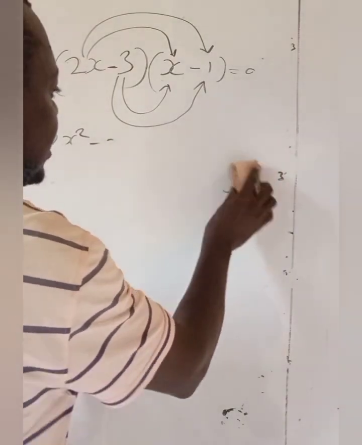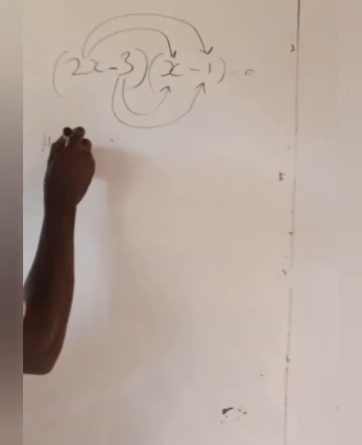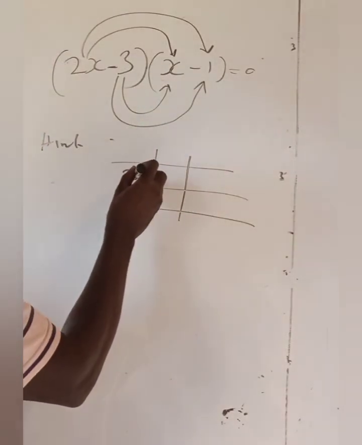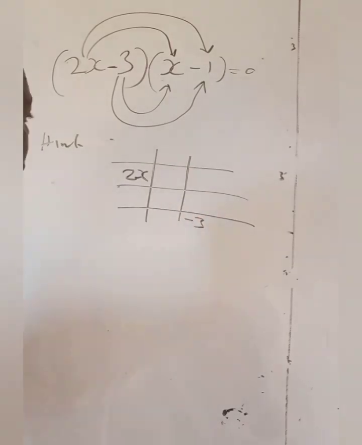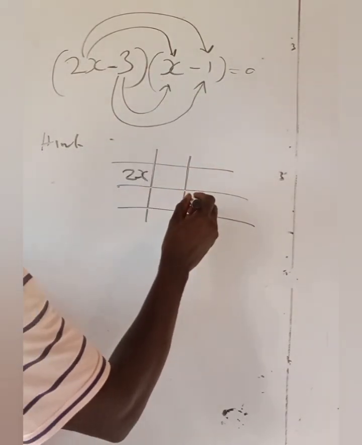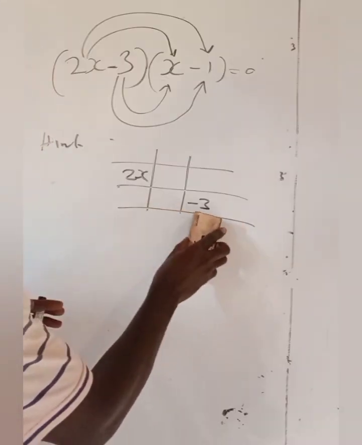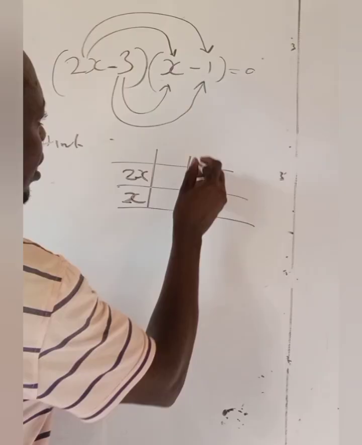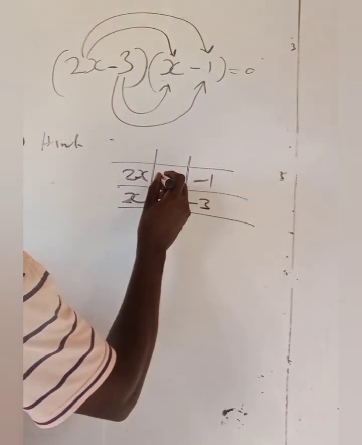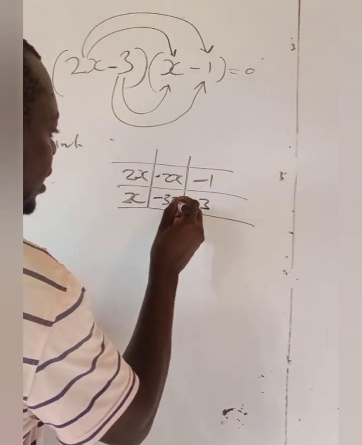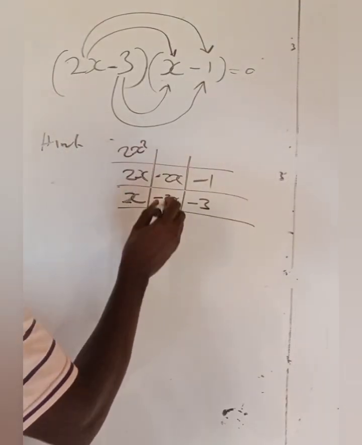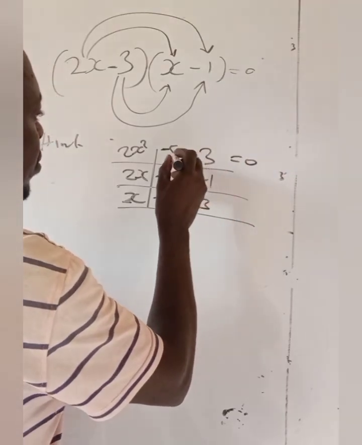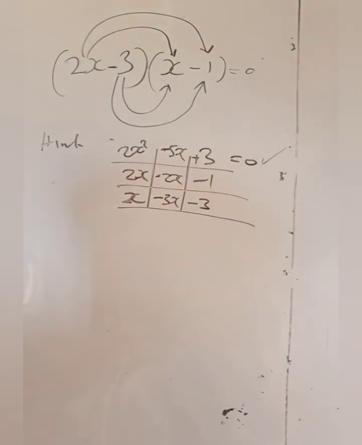Now, here is a hint in expanding. We can draw a 2 by 2 table, and then we put this value 2x here, draw a diagonal, and put negative 3 here. Now, x here, and then cross the diagonal and put -1 here. So multiply this by this, you get -2x. This by this, you get -3x. Now, multiply this by this, you get 2x squared. Add this and this, you get -5x. Multiply this and this, you get 3 is equal to 0. So this is positive, this is negative. So this is the expansion. The expansion is complete.